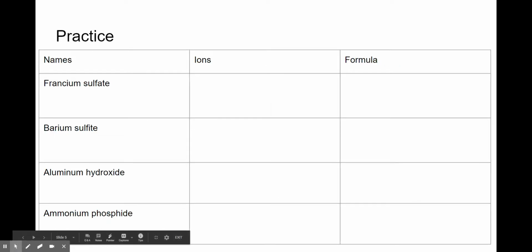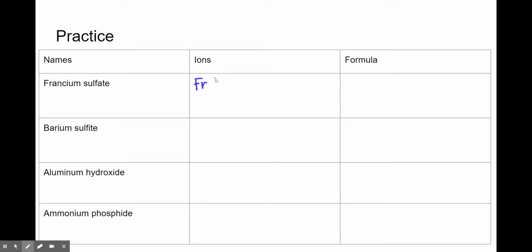Now we're going to write from the name to the formula. So I have francium sulfate. So you may or may not know that francium is an element. It is on the periodic table. It is number 87. So its symbol is capital F, lowercase r. It's in that group 1A, so its charge is +1.